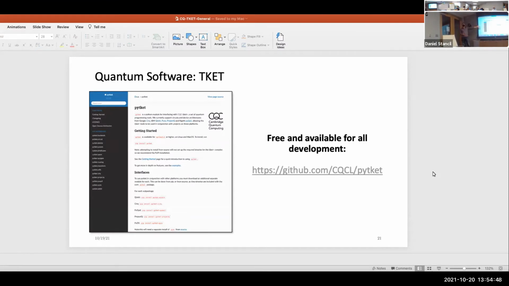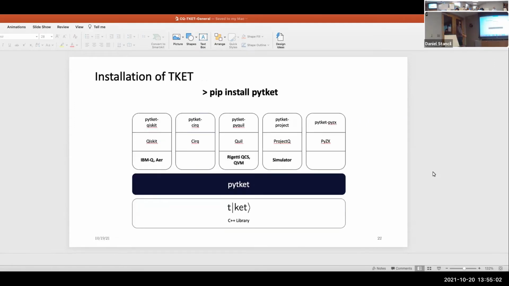So this is the URL. This is how you can download it right here. It's just a standard GitHub repo, so I encourage you to do that. There's lots of documentation and examples to help you get started. It's the standard pip install to do that. So you just do that for PyTicket and then whichever module you want to use, whether Qiskit or Cirq or what have you. So it's a completely straightforward way to install it.